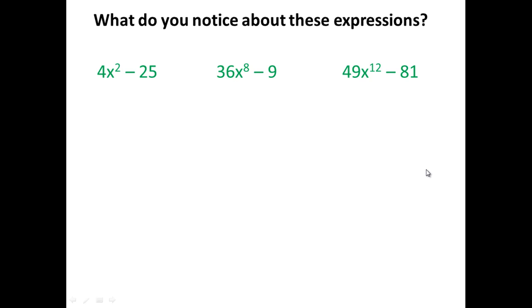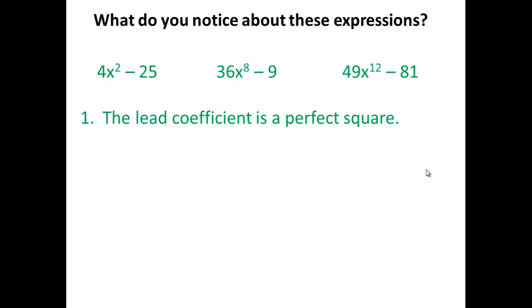We looked at the different characteristics of difference of squares. We notice all three of these expressions have the lead coefficient be a perfect square. 4 is a perfect square. It means that you can find a whole number that multiplied by itself gives us 4. 36 is a perfect square. 49 is a perfect square.